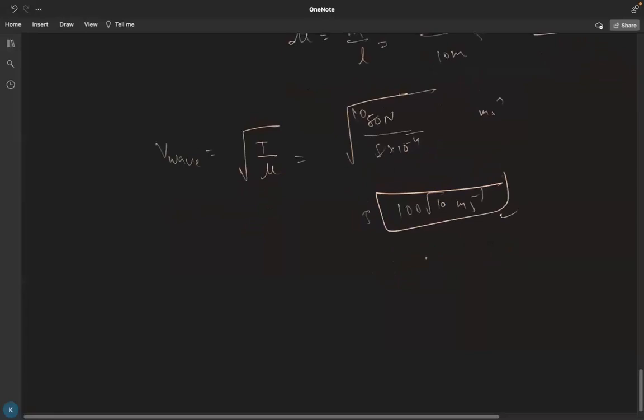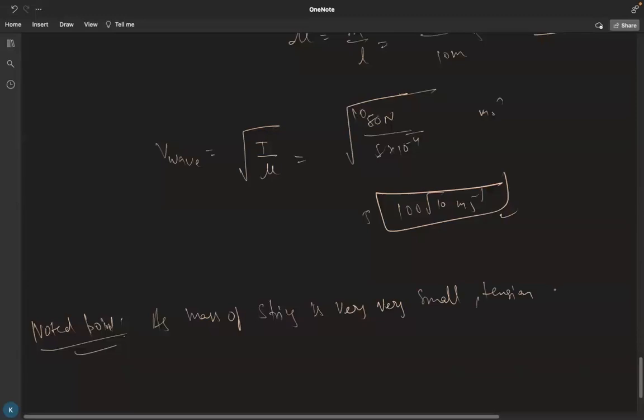Okay, so we have a noted point here again. So let me write it here. There is a noted point. As the mass of a string is very, very small, tension in this string is constant and it is equal to the weight, right? This is a good concept. As mass of string is very, very small, tension in string is constant and it is equal to the weight, right?